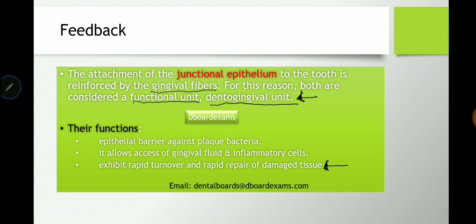The most important aspect also is that the junctional epithelium or gingival units exhibit rapid turnover and rapid repair of damaged tissue. This is the reason why the oral mucosa is always healing faster, usually within 3 days, at most 1 week. Especially if somebody has a gingival pathology which is there for about 2 weeks, then after 2 weeks you consider biopsying the lesion, because of this phenomenon of the rapid turnover and rapid repair of damaged tissue that the gingival tissue has. They have capabilities of repairing themselves rapidly.